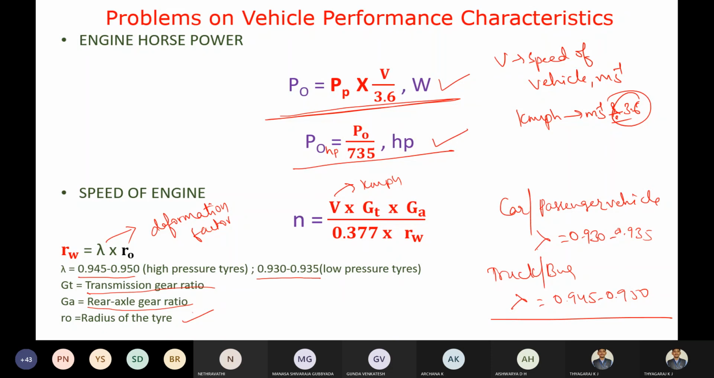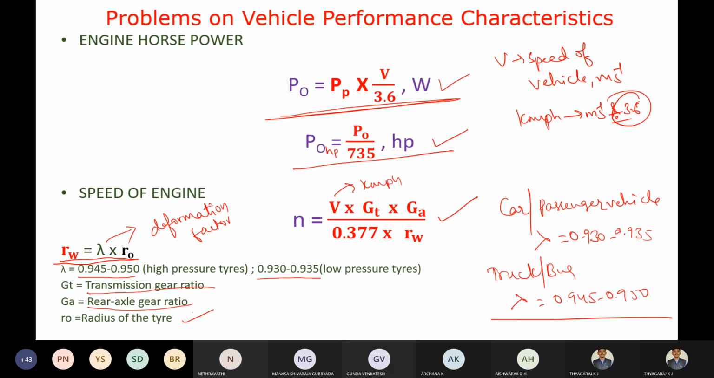Then the speed of the engine is given by this relationship: N is equal to V into GT into GA divided by 0.377 into RW. RW is equal to lambda into R naught. Lambda is the deformation factor, R naught is the radius of tire, GT is the transmission gear ratio, GA is the rear axle gear ratio. They will give all the values, no need to worry. Lambda is also provided. If not provided, we have to assume 0.930 to 0.935.